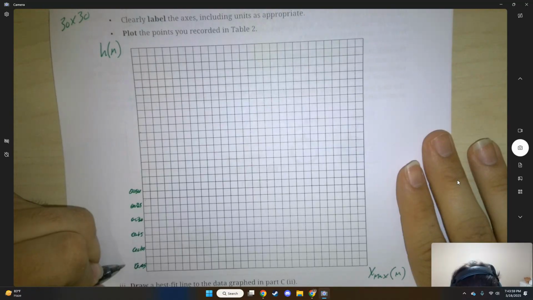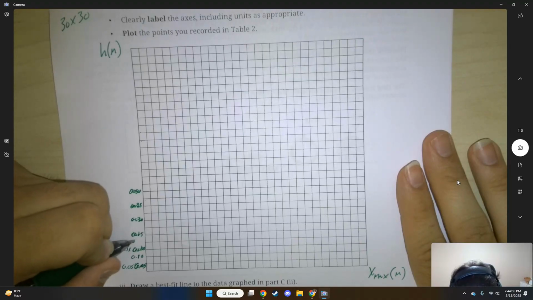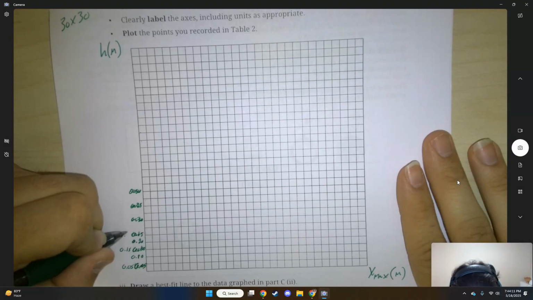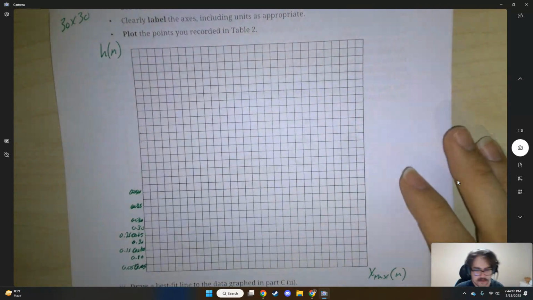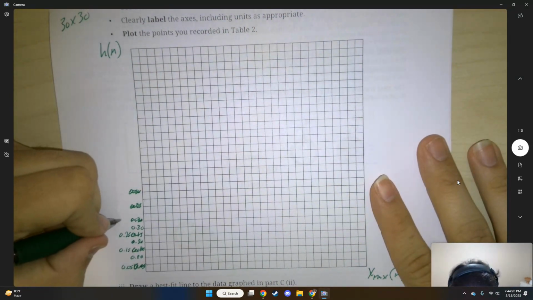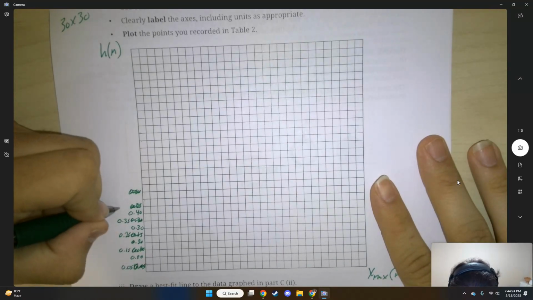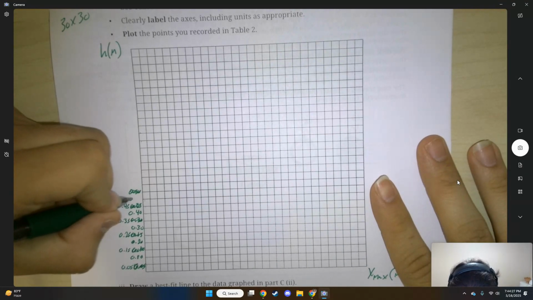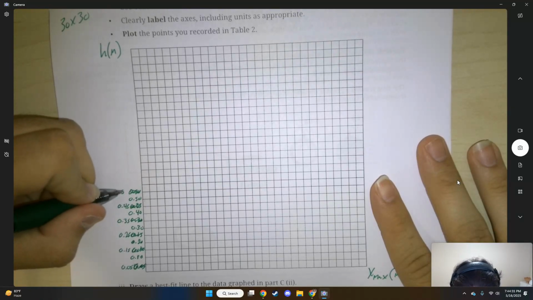Okay, so this would say 0.05. This is going to be 0.10, 0.15, 0.20, 0.25, 0.30. Oh, 0.35, 0.40, 0.45, 0.50. That's not going to take up over half the graph space.